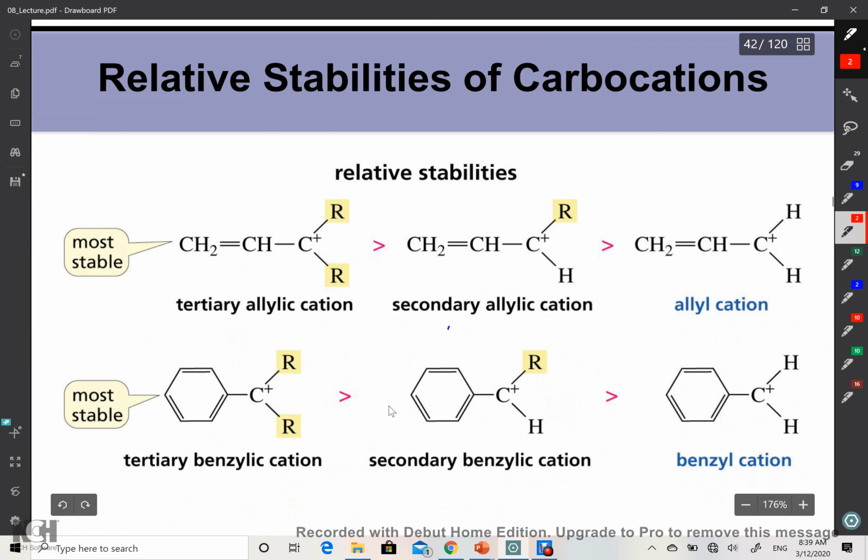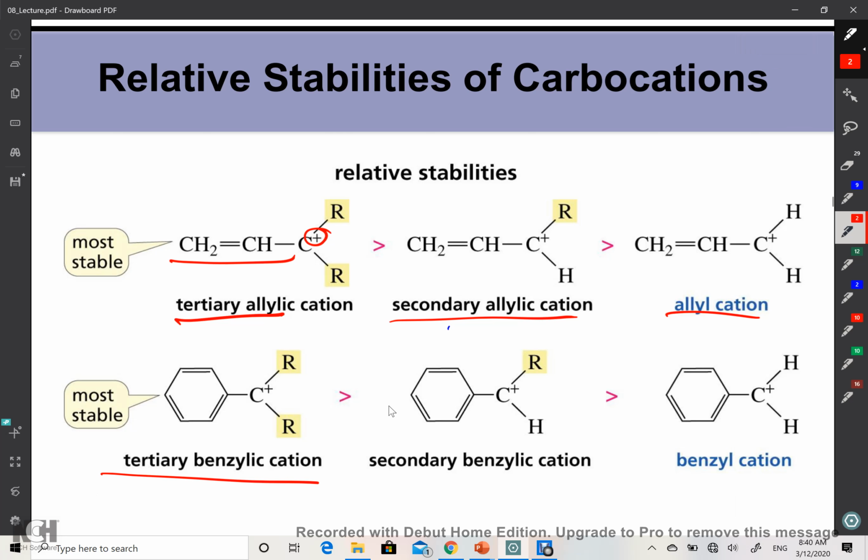And again, you might have a possibility of having a tertiary allylic carbocation. So it is allylic and it's tertiary because the positive charge is on the tertiary carbon. So tertiary allylic will be more stable than a secondary allylic. That will be more stable than a primary allylic. Same thing with the benzylic. A tertiary benzylic will most likely be the most stable, followed by the secondary and then the primary. Does that make sense?